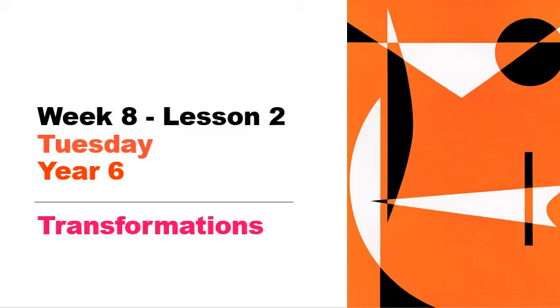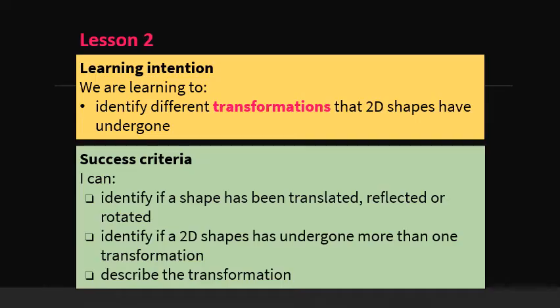Hi, everyone. Welcome to Week 8, Lesson 2 for Tuesday, Year 6 Maths. Today, we're looking at transformations. So today, we're learning to identify different transformations that 2D shapes have undergone. So this is actually a part of transformational geometry and looking at how 2D shapes change when they're transformed. So we're learning to identify if a shape has been either translated, reflected, or rotated.